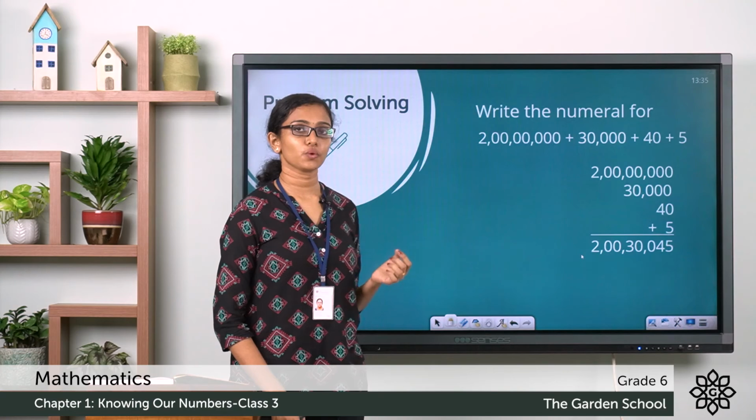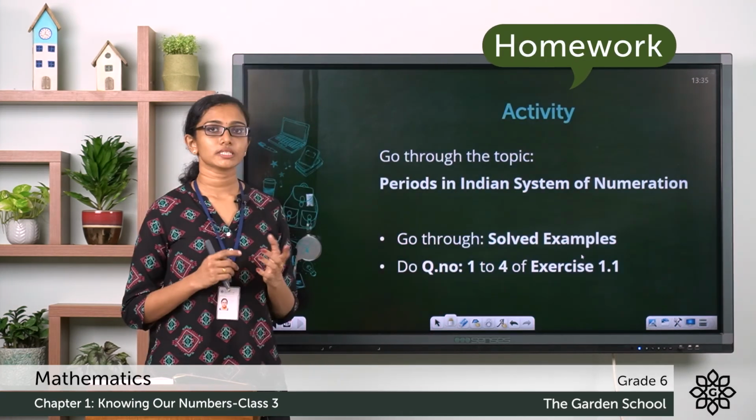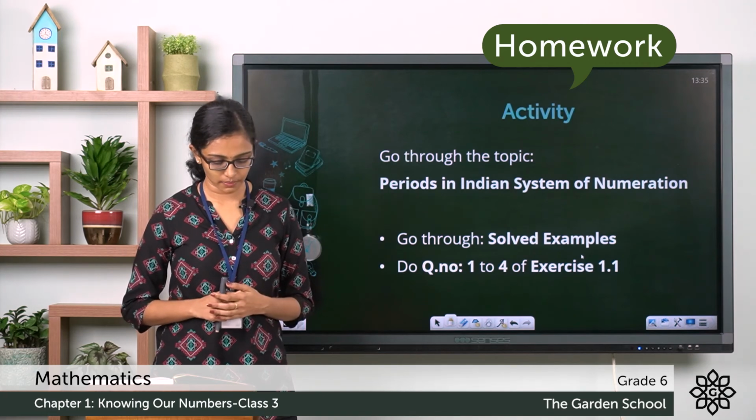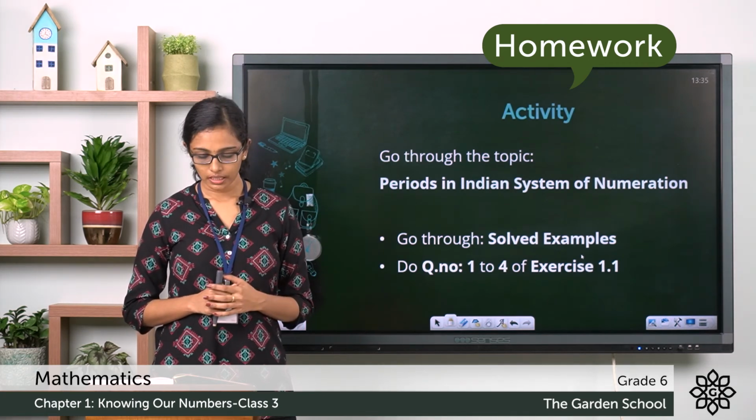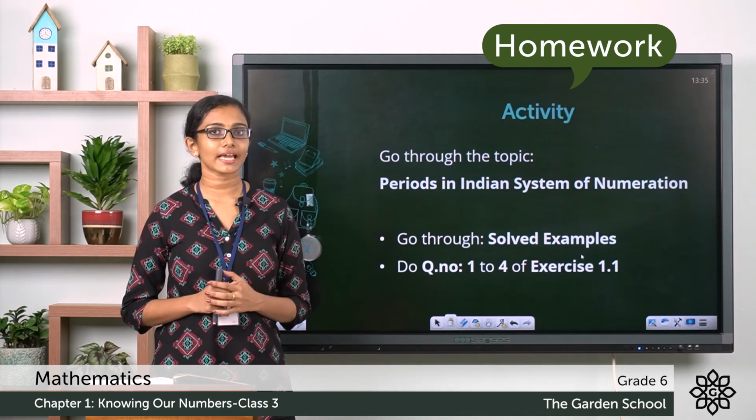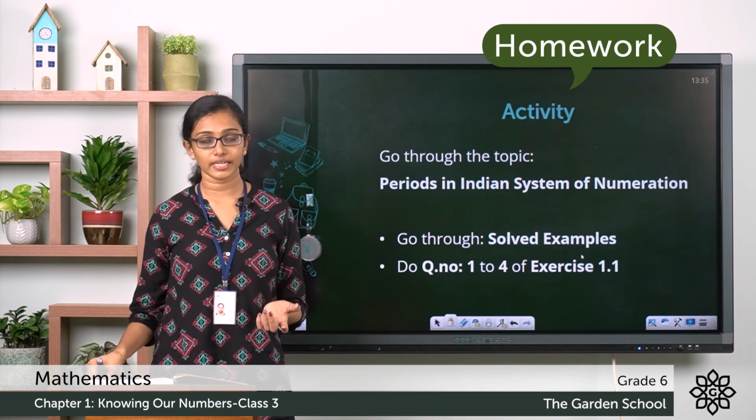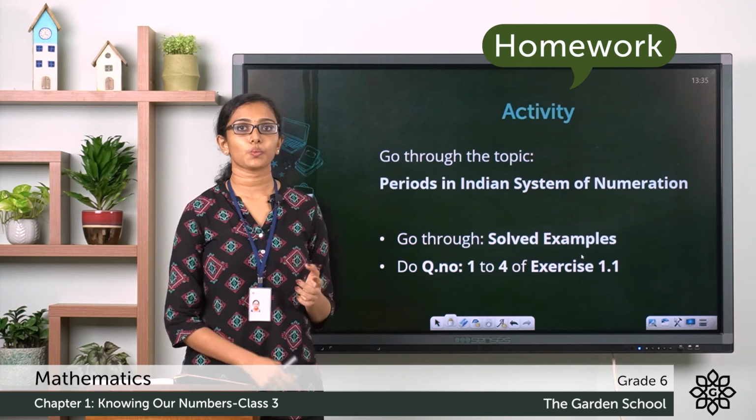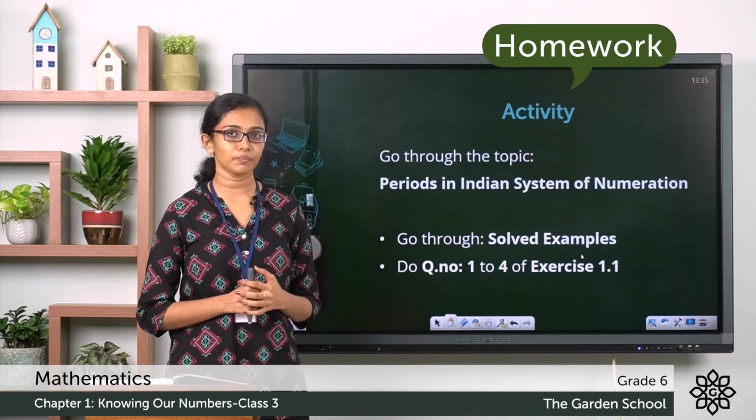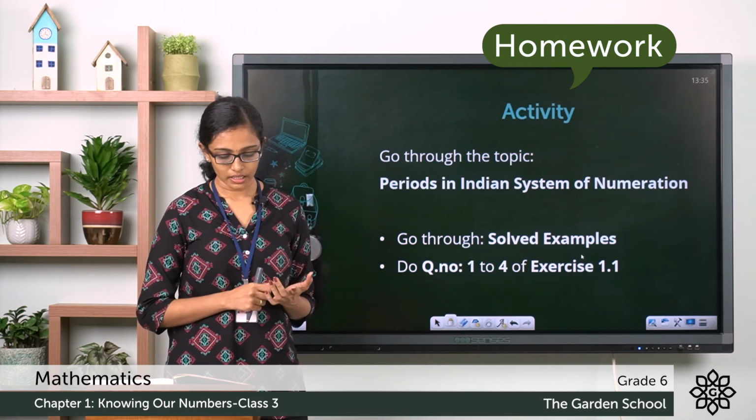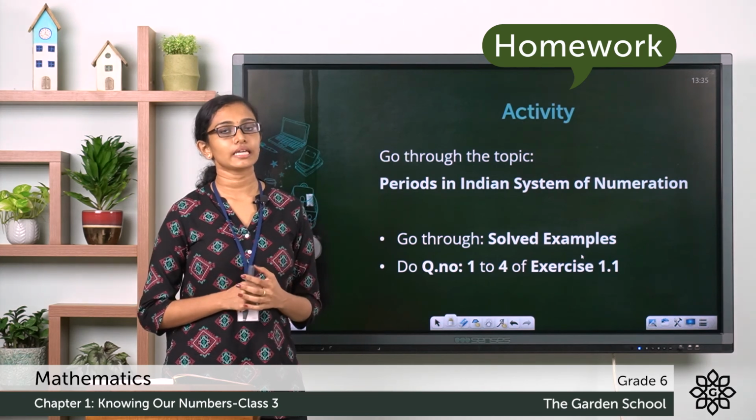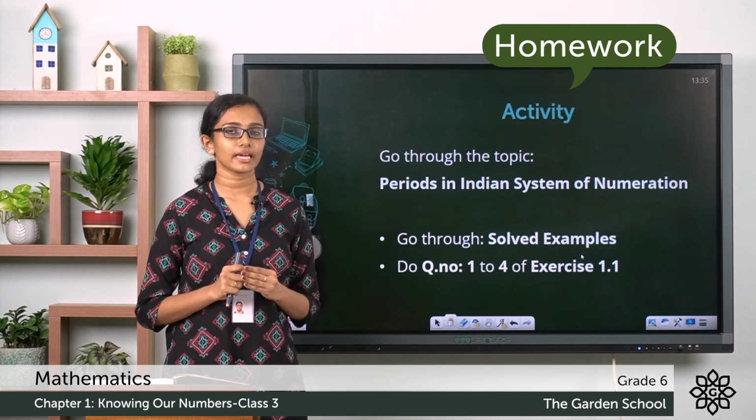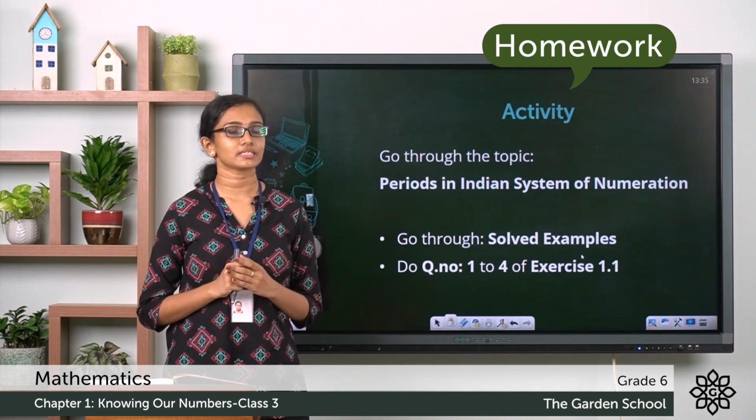Now as an activity for the day, you have to go through the topic periods in Indian system of numeration starting from page number 2 in your textbook. Then you have to also go through the solved examples given in page number 3 and 4. And also move to exercise 1.1, and then you have to complete the question numbers 1, 2, 3 and 4 in your notebook. Make sure you write the proper date, you write the question numbers and the questions correctly.